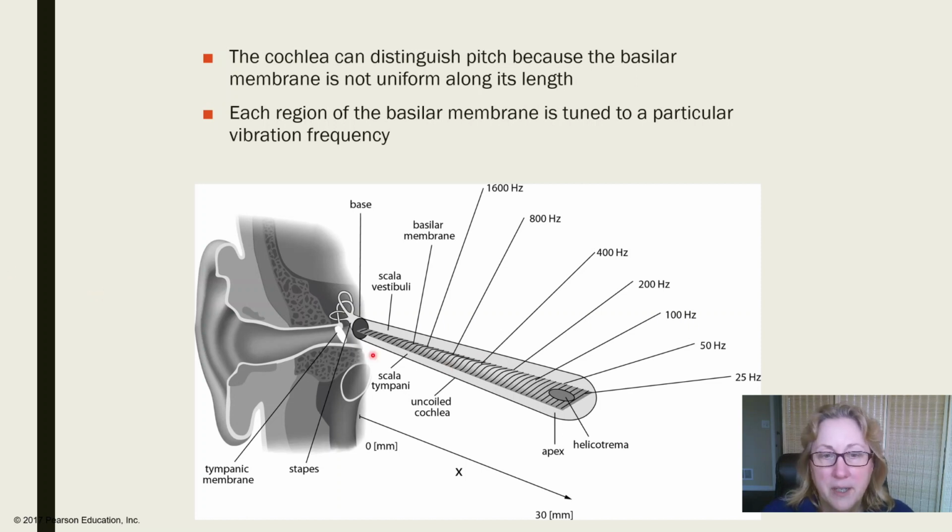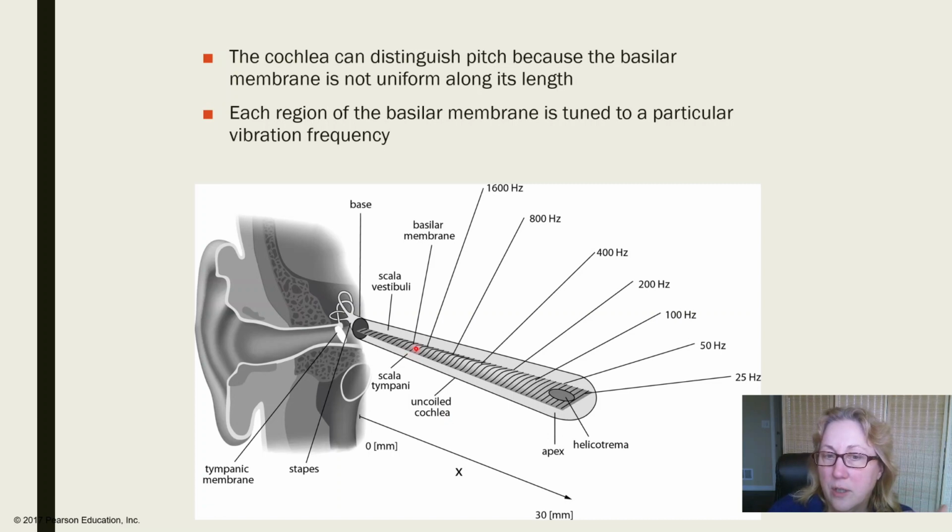So it's all curled up, but it's not the same width. It's not uniform. It's thicker in some areas than in others, and so it's not going to vibrate to the same frequency as easily. So the thinner areas of the basilar membrane vibrate to lower frequencies. The thicker, fatter areas of the basilar membrane vibrate to higher pitch frequencies.